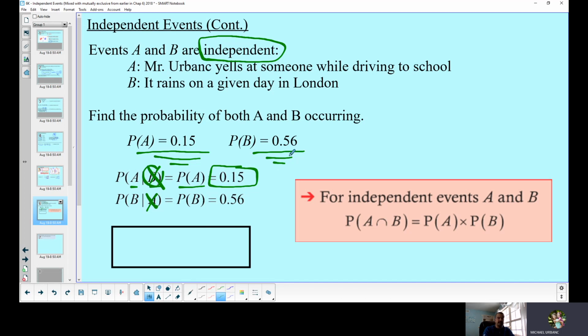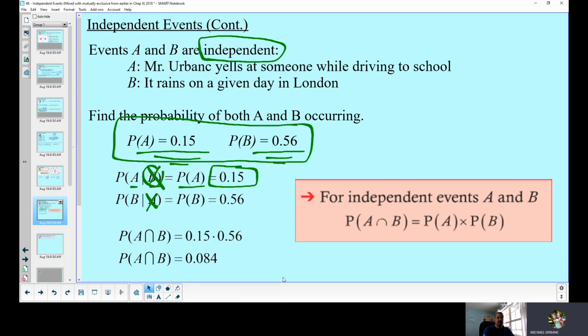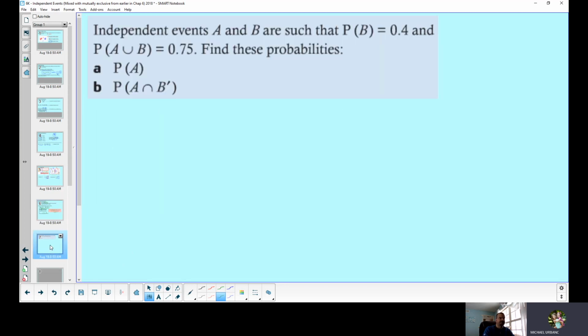Therefore, since they are independent events, we can say, what's the probability of these two things occurring at the same time? You can simply just multiply those two probabilities together. And so the probability of Mr. Urbank yelling at someone while he's driving to school and it raining in London is 0.084. So roughly 8.4%. Again, this only works because they are independent events.